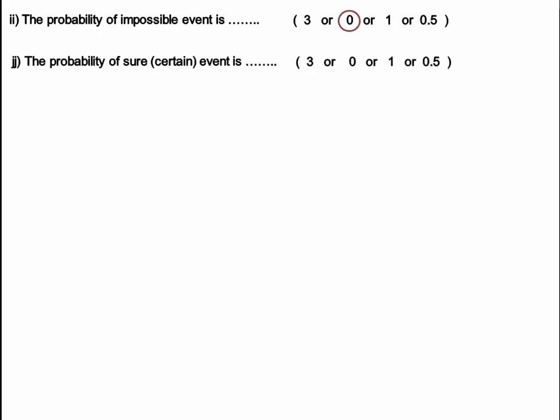The probability of an impossible event. Impossible means never happen, so it will be 0. The probability of a sure or certain event is 1.